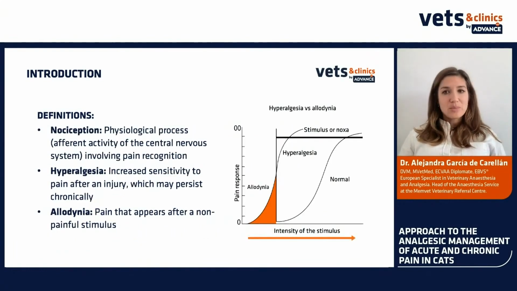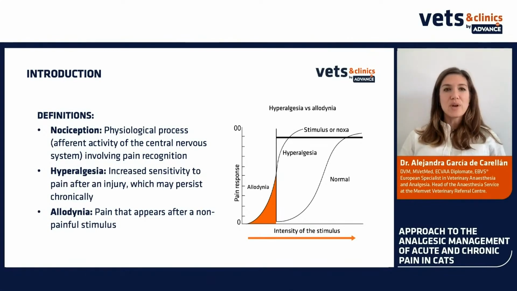Talking about the nociceptive pathway, what is nociception? Nociception is the physiological process. We have the neurons and afferent activity of the central nervous system, and this pathway and this nociception is basically the physiological process of pain recognition and pain sensation.